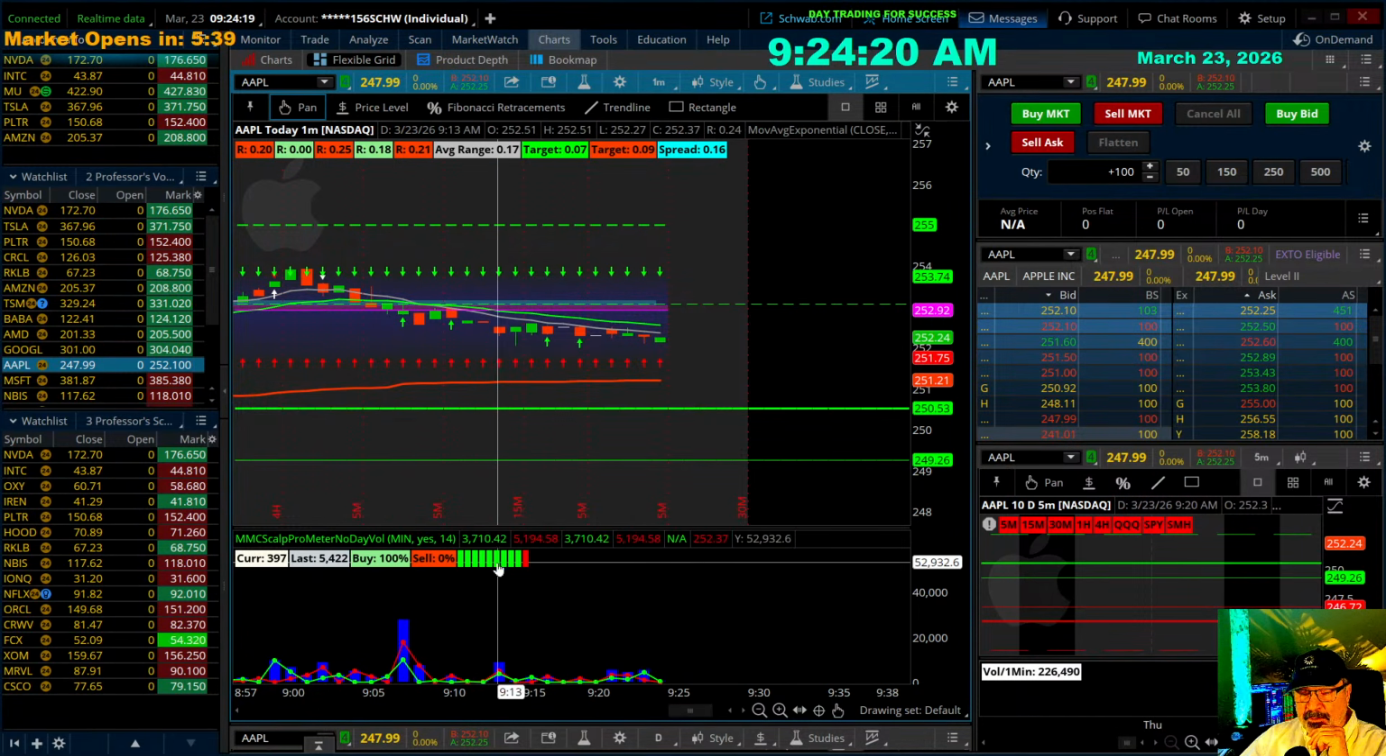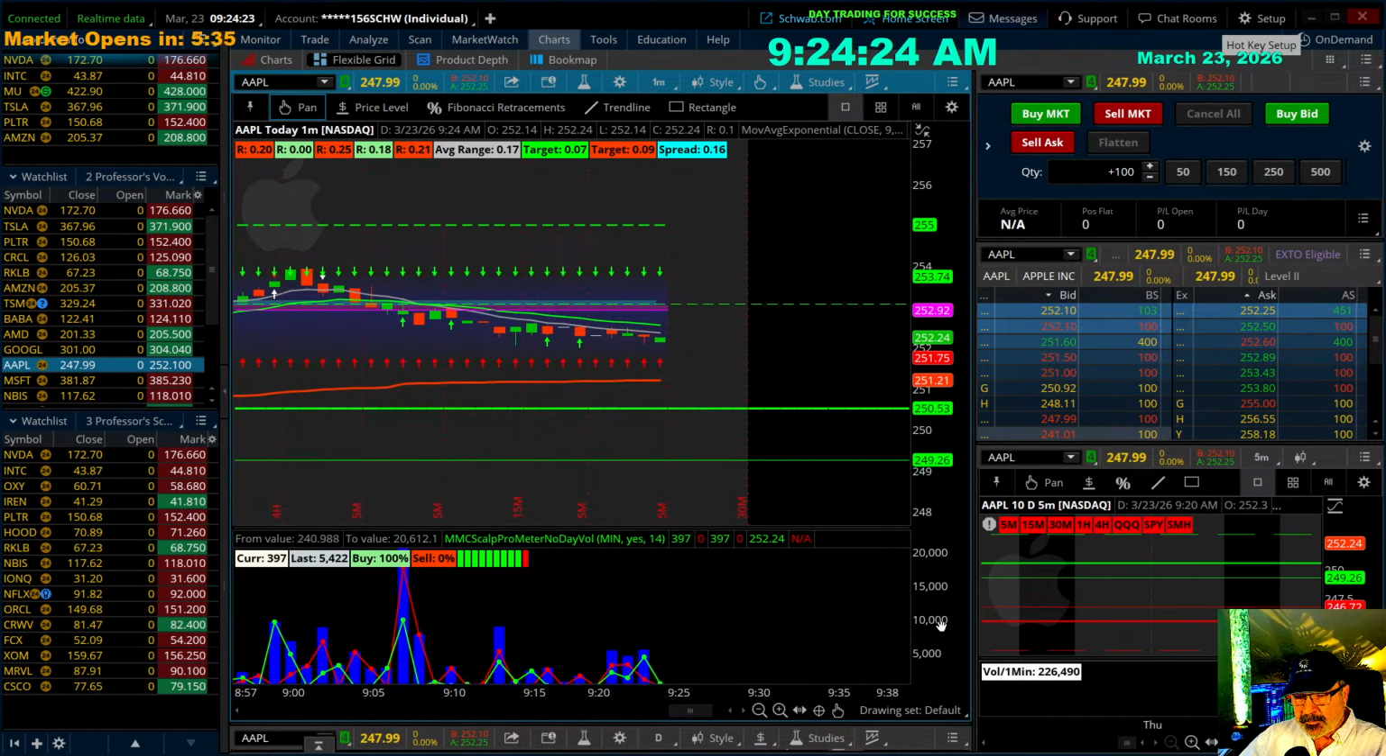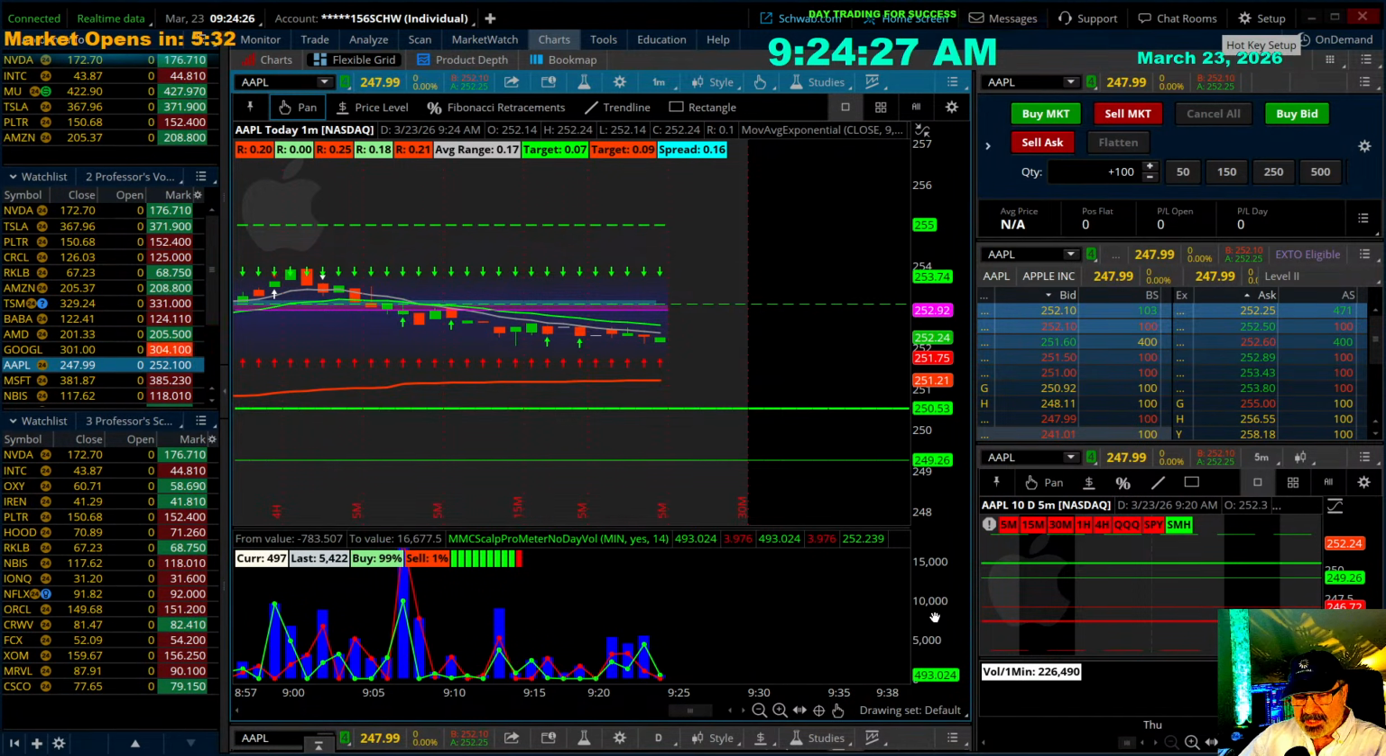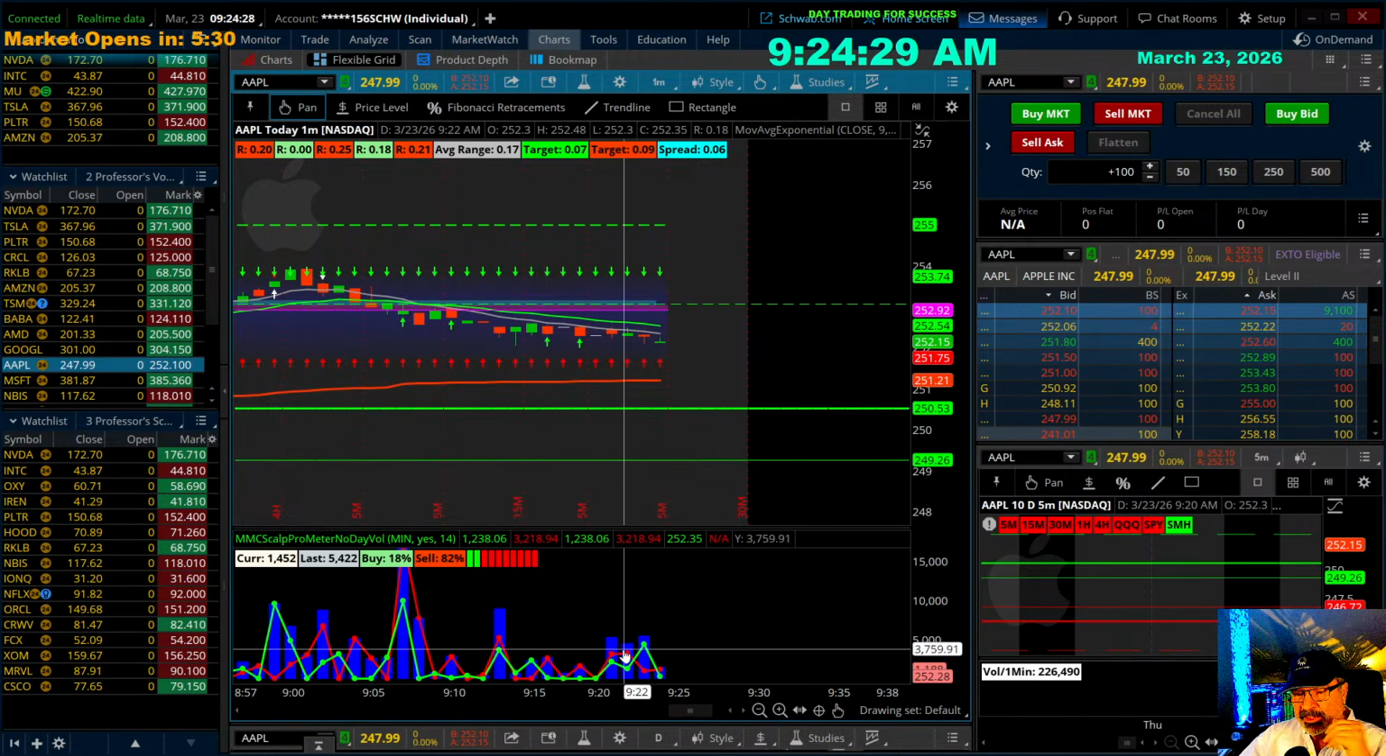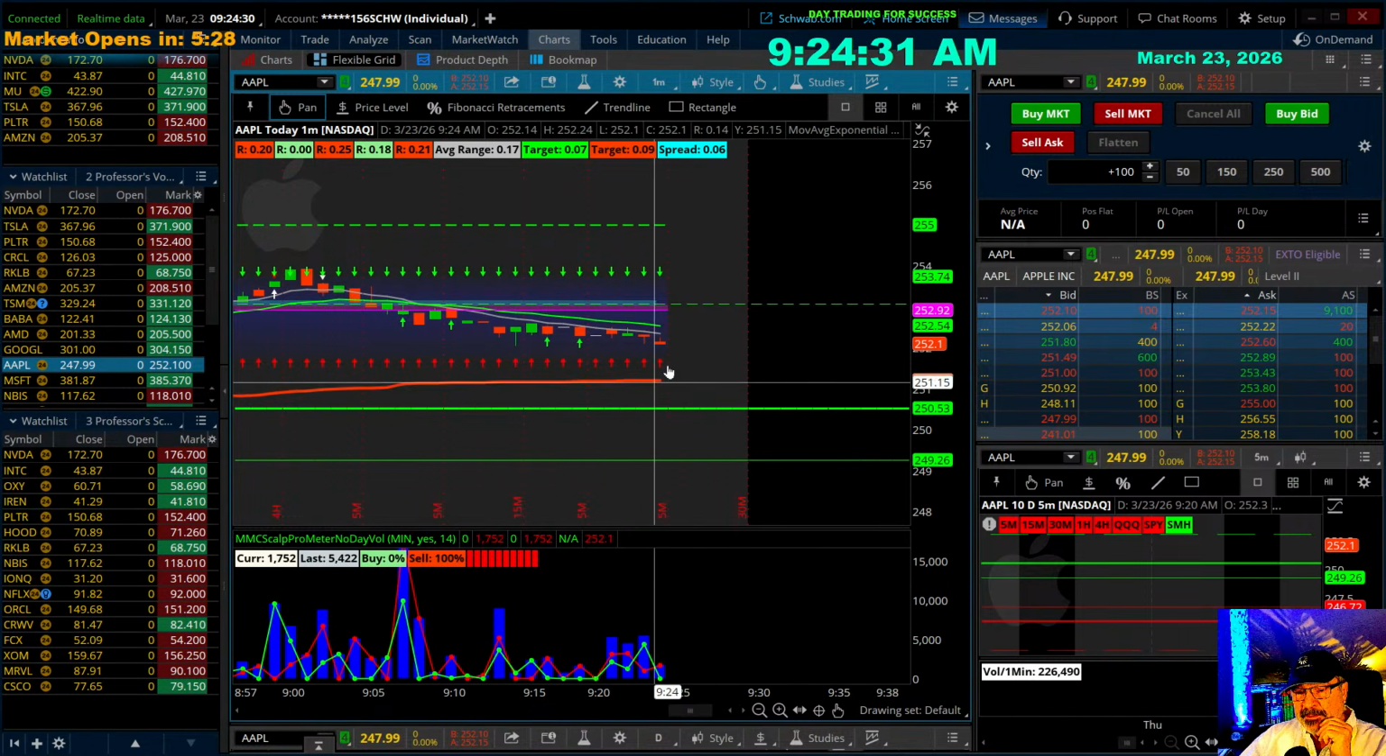It'll give you the strength of it right here, and then inside the actual candles here, it shows you where that price action is, which is just an incredible indicator for short term. So I definitely recommend getting it.